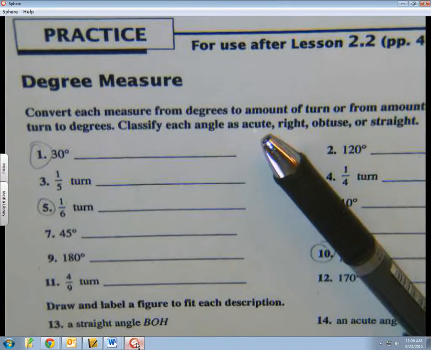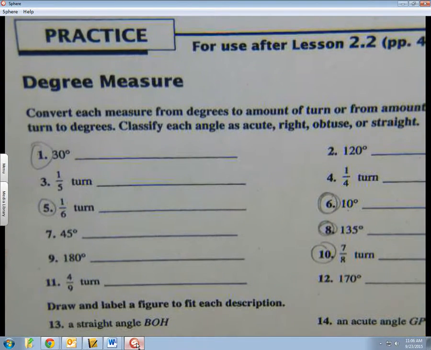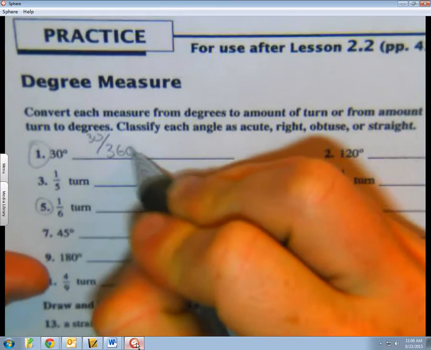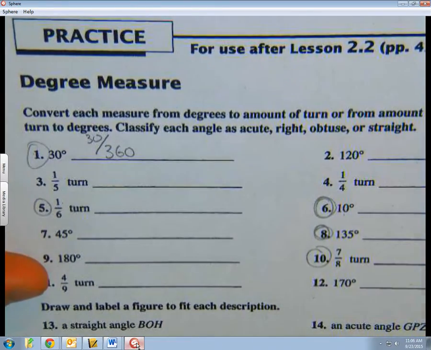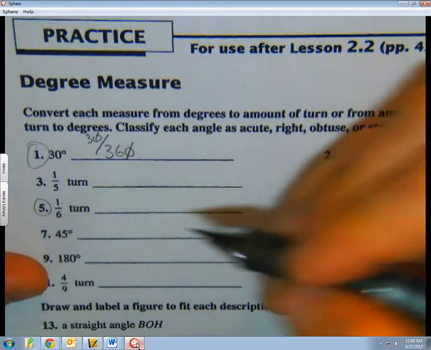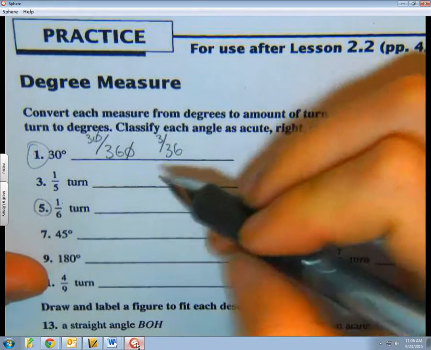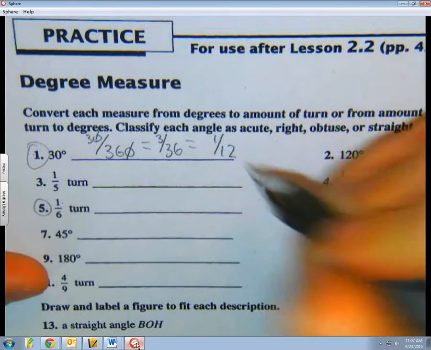So we want to convert these from turn to degrees and degrees to turn. So to convert from degrees to turn, we just make it out of the number of degrees in a circle. So this is going to be 30 over 360. And then we just reduce. 10 goes into each, so the zeros are gone, and I'm left with 3 over 36. 3 goes into each one, so you get 1 over 12.